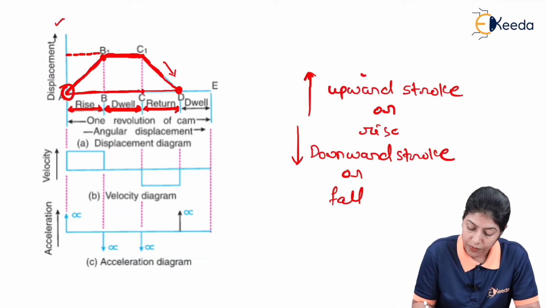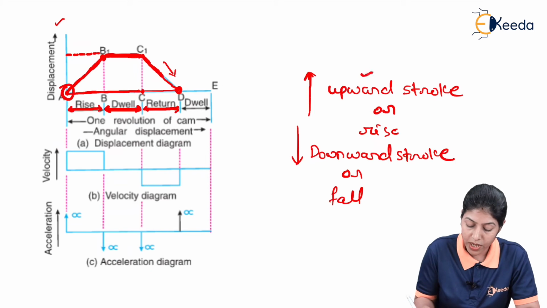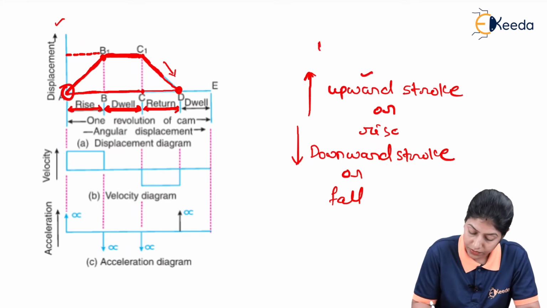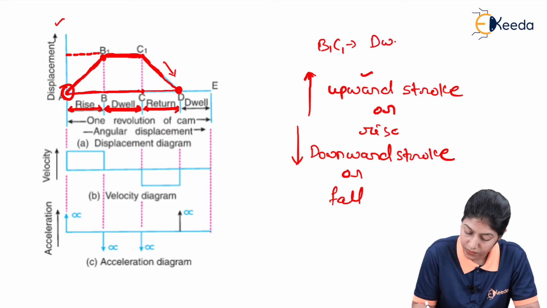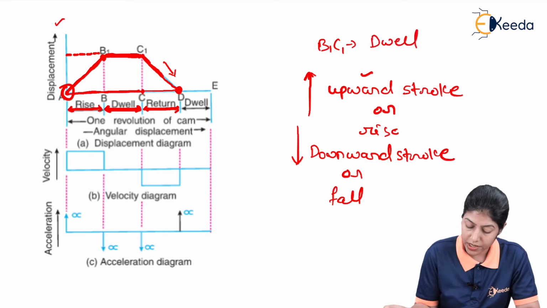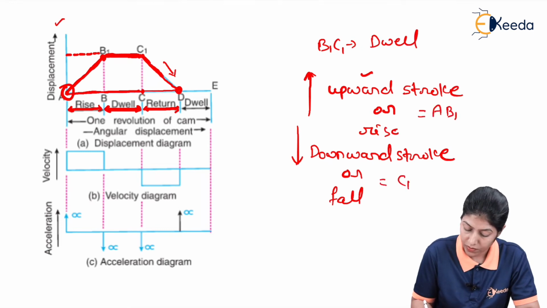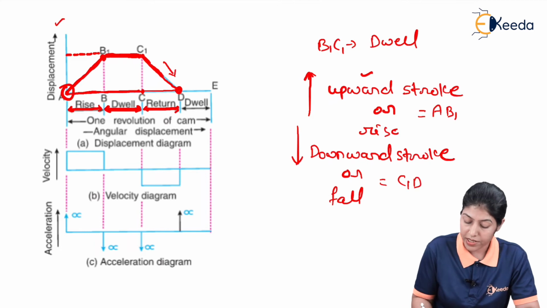So this rise is representing the upward stroke of the follower, B1C1 is representing dwell, or rest condition, and C1D is representing the downward stroke.